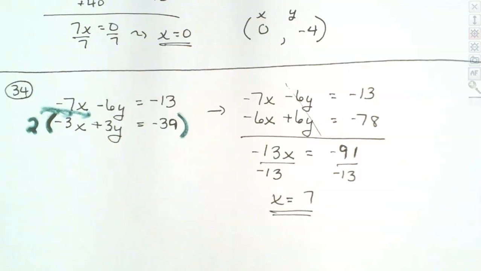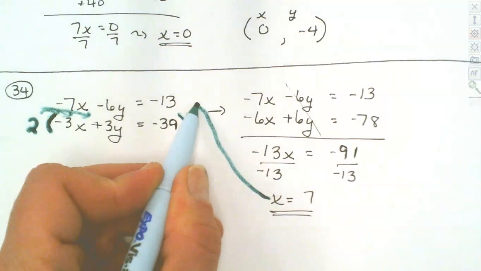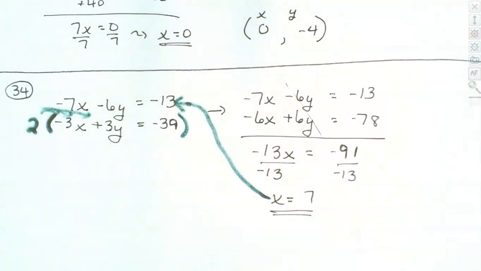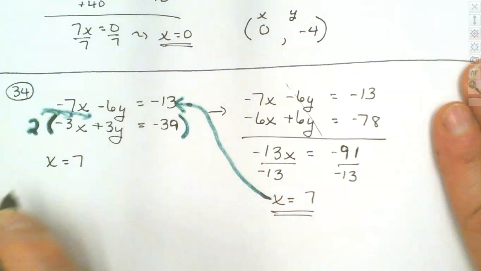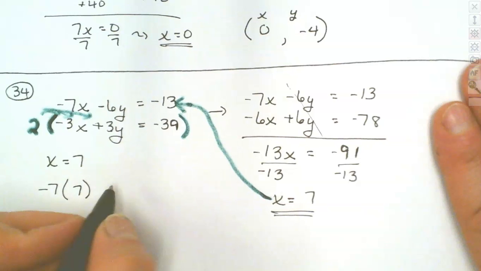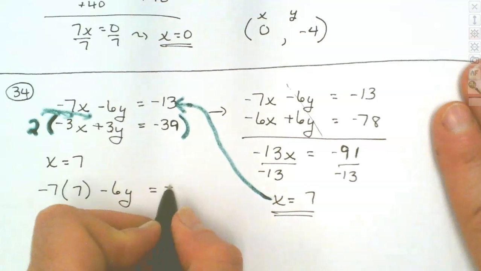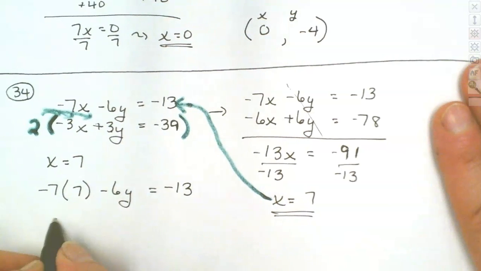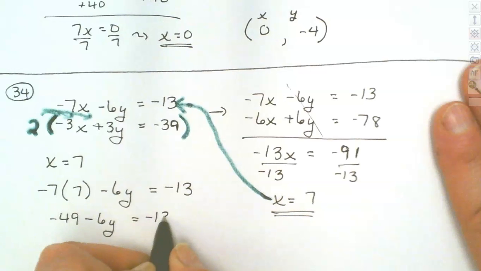Then what do we do? We plug it back in. It doesn't matter where you plug it back into. You can plug it into any of the equations. We didn't modify the top one, so I'm just going to plug it back into the top. We're going to plug in x equals 7. And that leaves you then with minus 7 times 7 minus 6y. We don't know the y, we're going to find that. Equals minus 13. So that's a minus 49 minus 6y equals a minus 13.